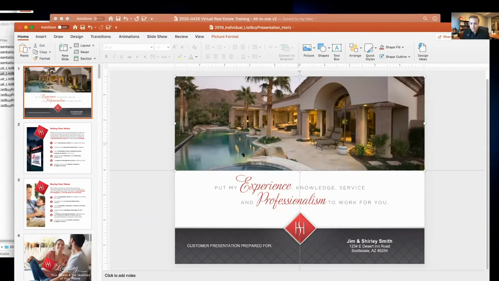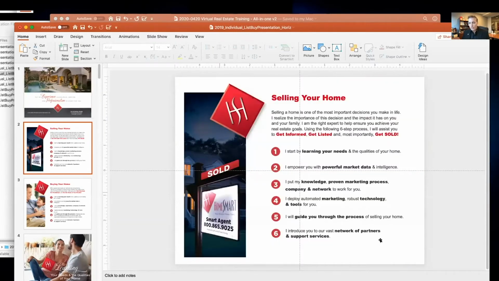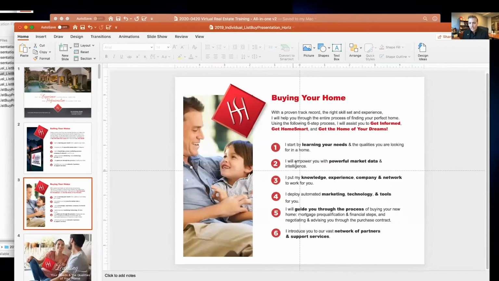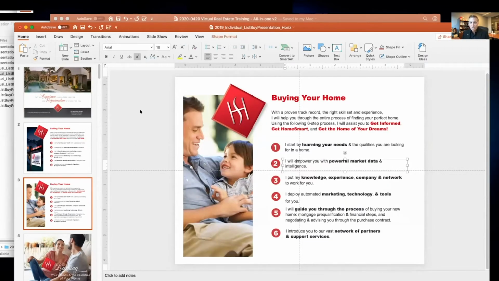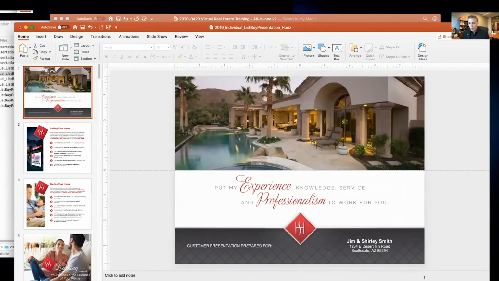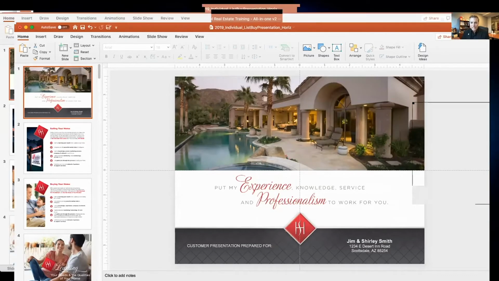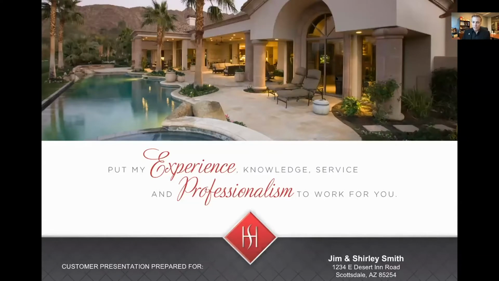You can change out pictures. You can go to the next screen, which talks about the 6 steps of selling, 6 steps of buying a home. You can edit any of this text that you want. Once you have the text edited the way that you want and you're ready to go, you would click Start PowerPoint. And again, the PowerPoint would come up on the screen.